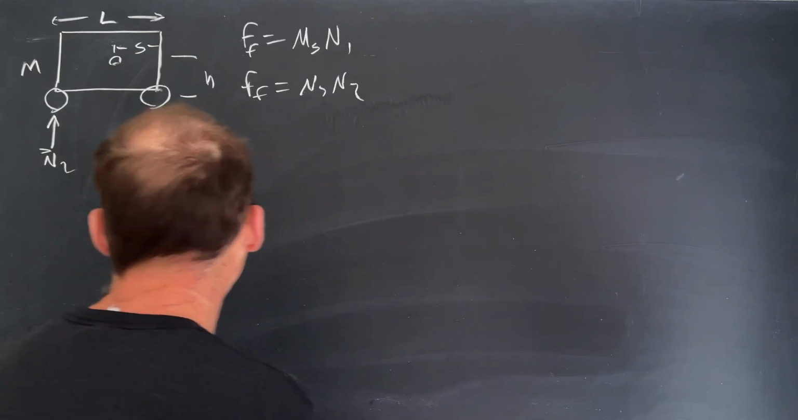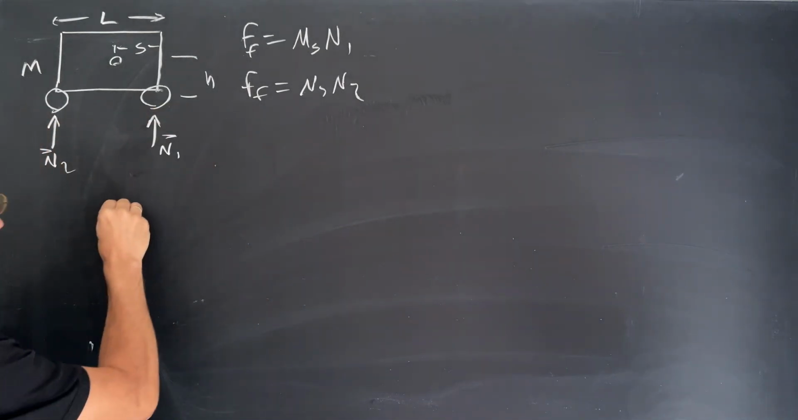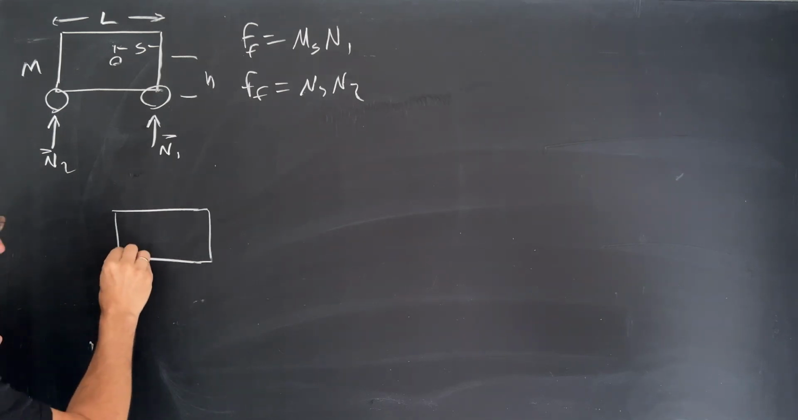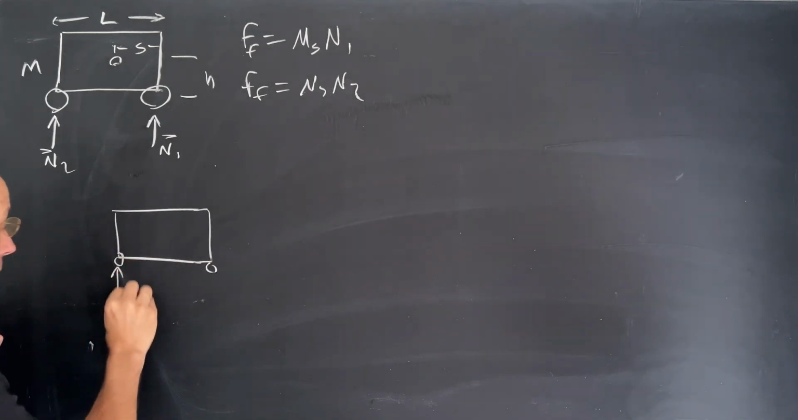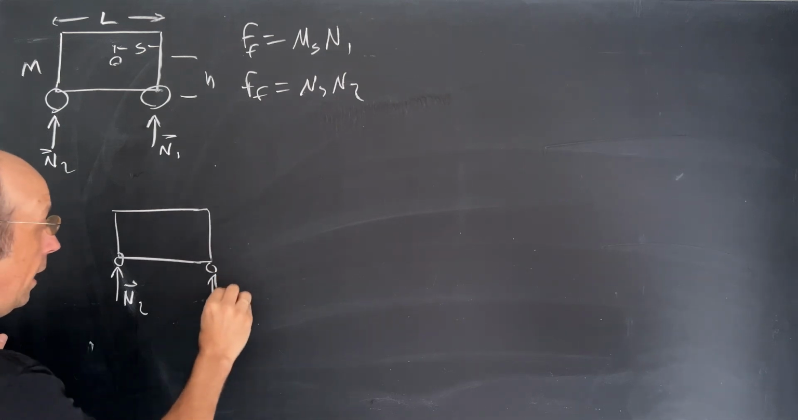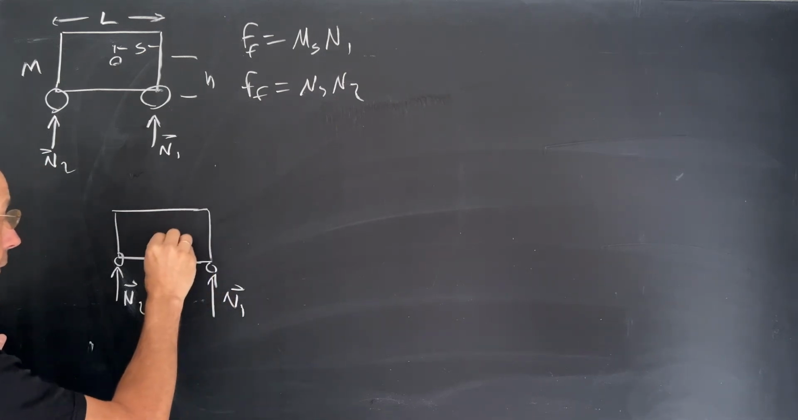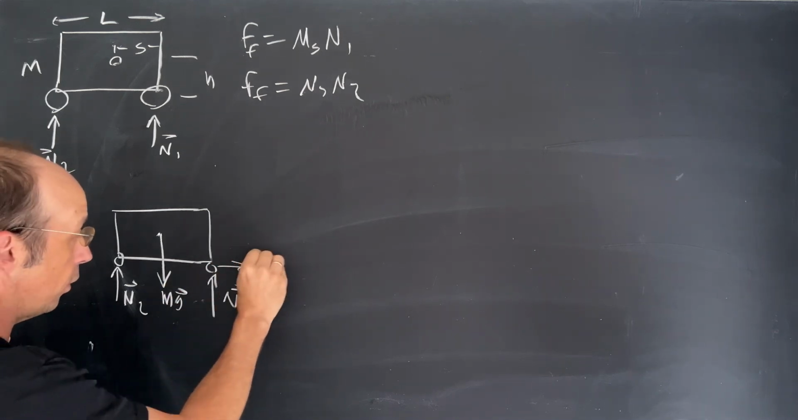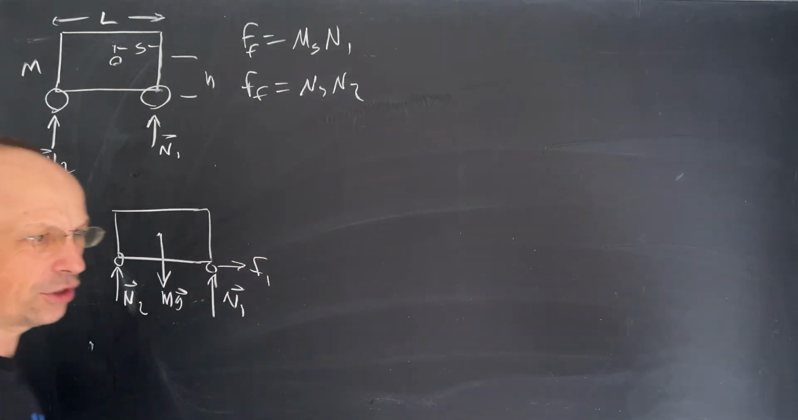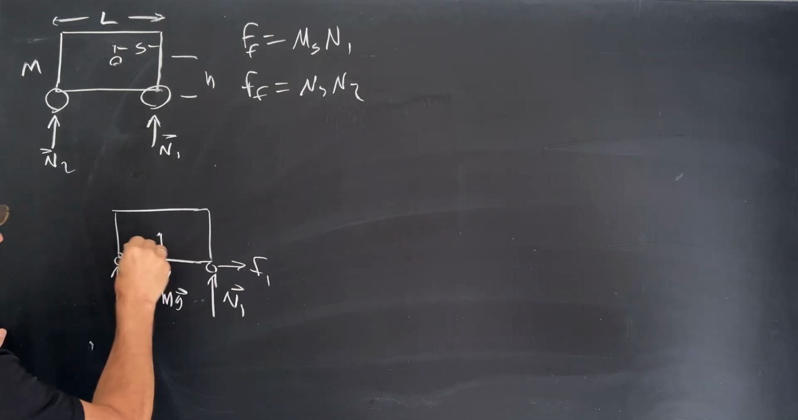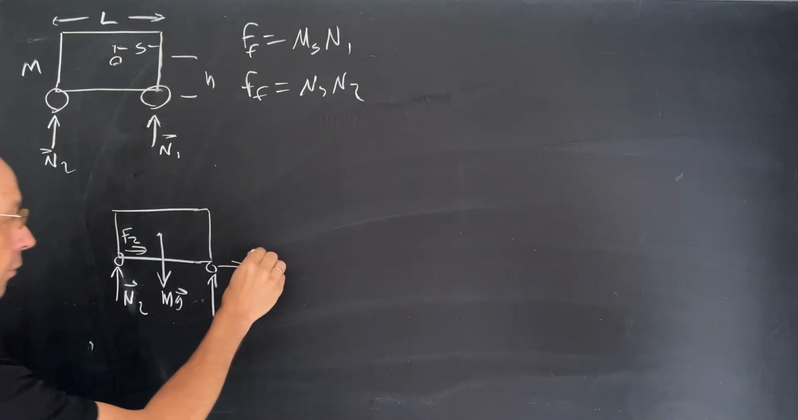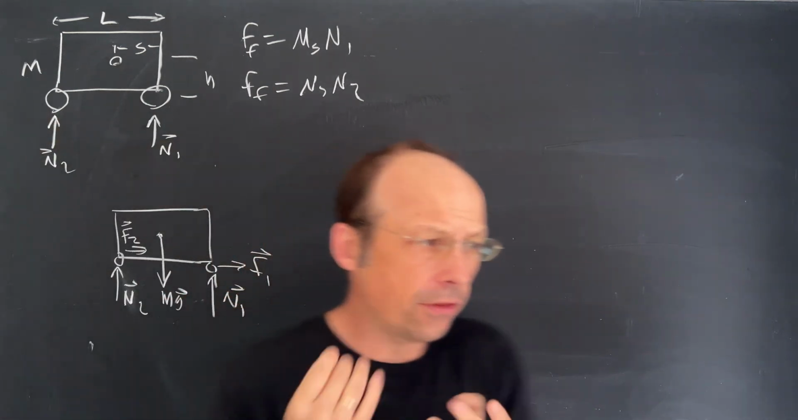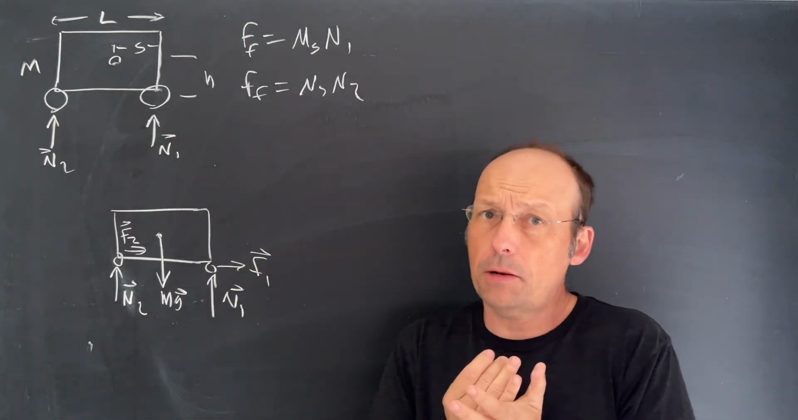So here's my free body diagram for an all-wheel drive car. I have my car, there's my two wheels. I'm going to call that N2, and I'm going to call that N1. I have the gravitational force at the center of mass, mg. And then I have frictional forces. I'll call that F1 because there are two different frictional forces, and then this one, F2. Those are vectors. Those are the only forces acting on the car, and that's going to make it accelerate.